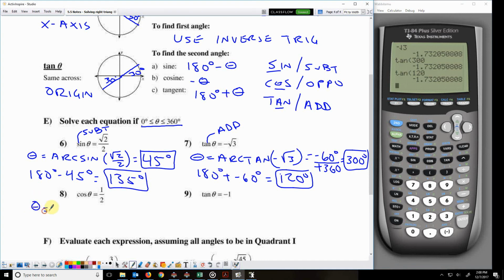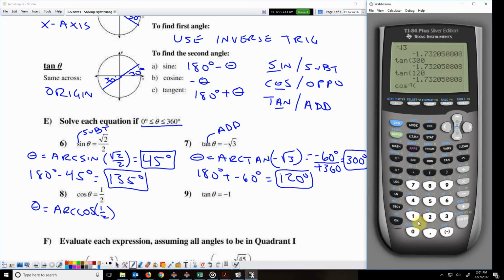Number 8, theta equals arc cosine 1/2. Second cosine 1/2, or 0.5 will do. 60 degrees.